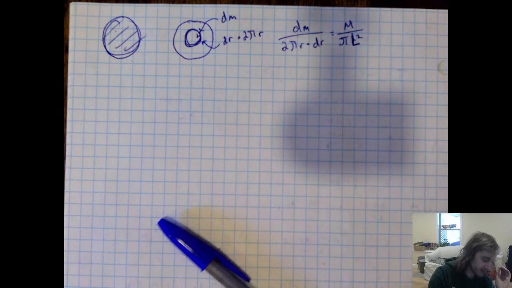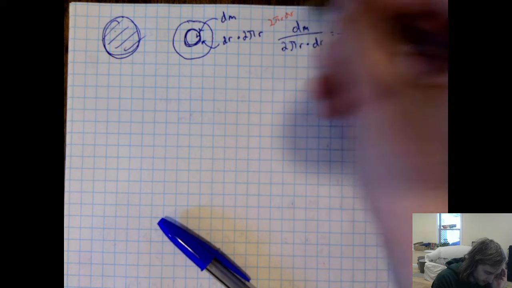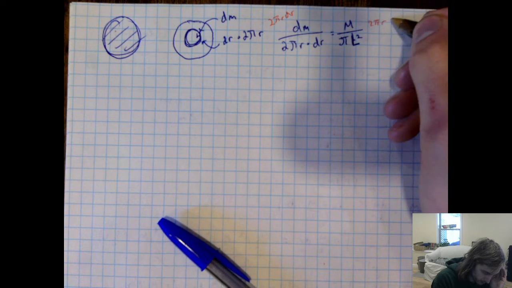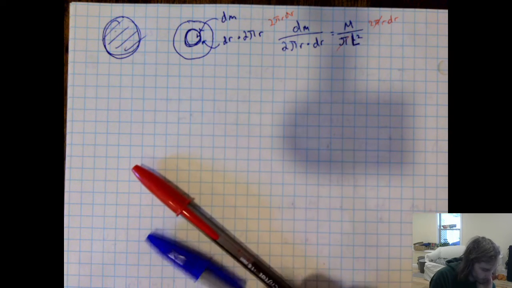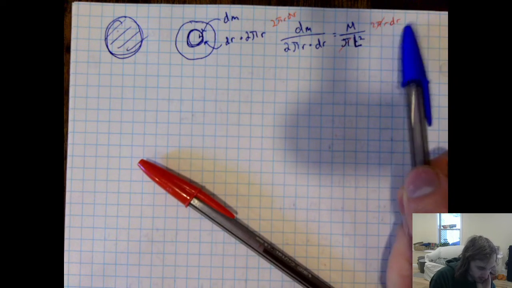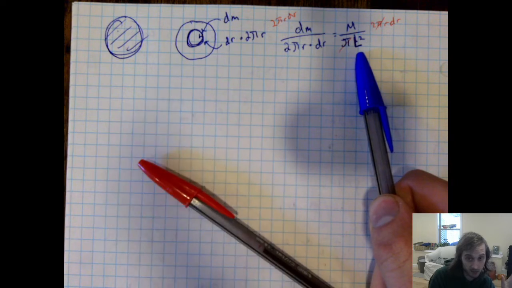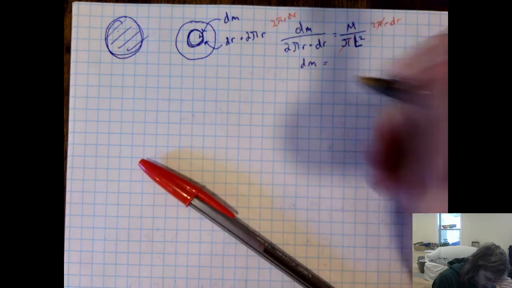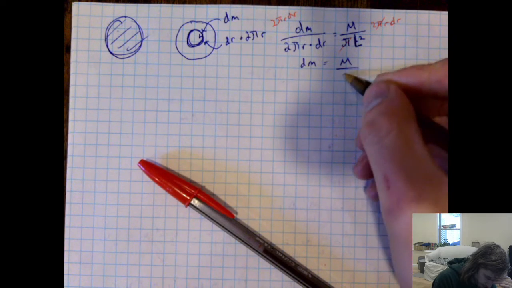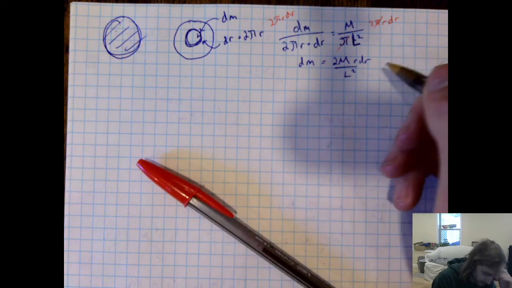Now that I've got this, I can multiply each side by 2 pi r dr. Our pi's drop. We've got two length units, r and dr, divided by length units squared, so we're going to get back to mass, so that's good units-wise. And we've got that dm is going to be equal to m times 2 r dr over L squared.